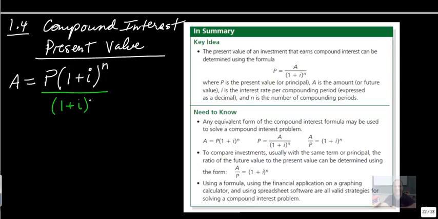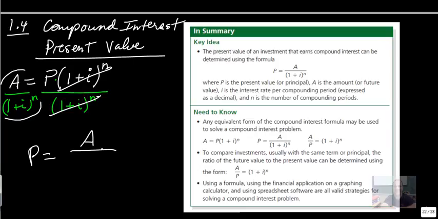We divide off this portion, because P is multiplied by this up here. So if we divide that off, we divide it on both sides, and we end up with P all by itself, because those cancel out. And so if P is all by itself, then what happens? Well, this is what's left over. And so the present value can be calculated by taking the future value. So if you know what kind of money you need in the future, you can go back and figure out what kind of money you need to put in now.